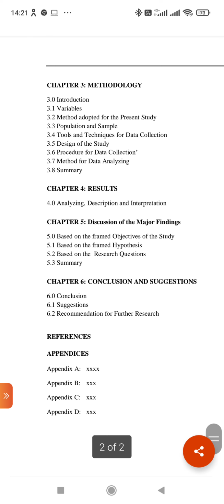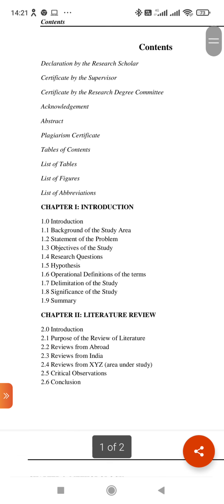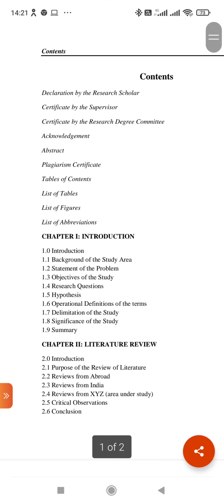I hope this will help you out. In my upcoming videos I will be talking about the different parts, like, for example, the declaration. I will give you the format for how you need to prepare all of those.